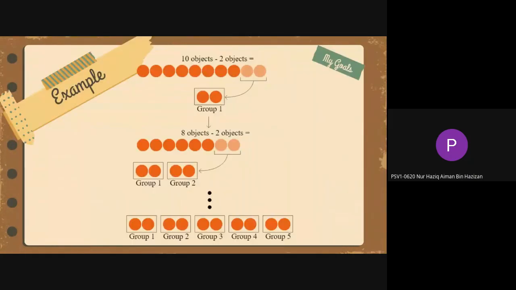Okay, next. This one is also another example. We use 10 counters here, and we want to divide it by 2. So we take 2 from the total of 10, take 2, and then take 2, and then take 2, until we have the groups. So we can see below there are 5 groups of 2s. So this is one way we can picture how division works. So 10 divided by 2, and then we get 5 groups. Okay, next.